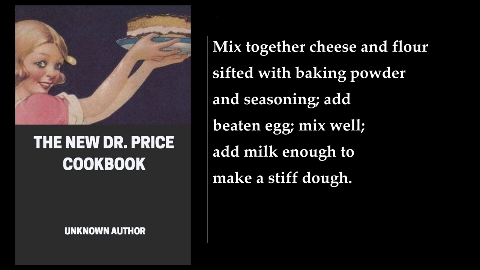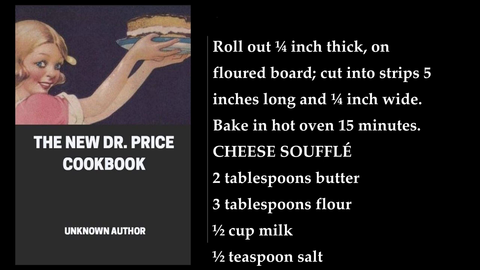Mix together cheese and flour sifted with baking powder and seasoning, add beaten egg, mix well. Add milk enough to make a stiff dough. Roll out 1/4-inch thick on floured board. Cut into strips 5 inches long and 1/4 inch wide. Bake in hot oven 15 minutes.